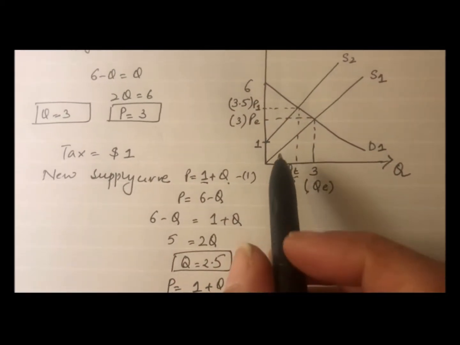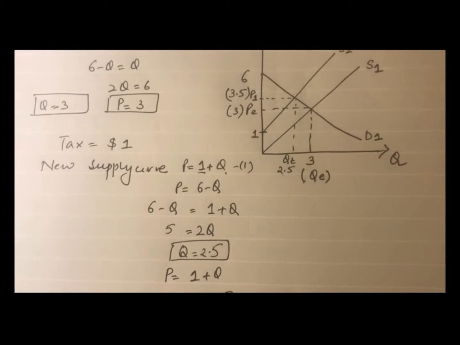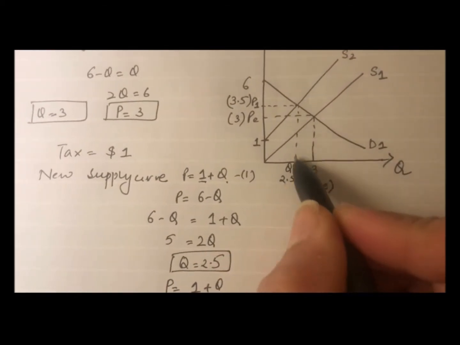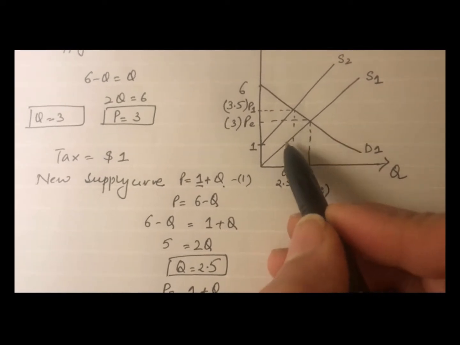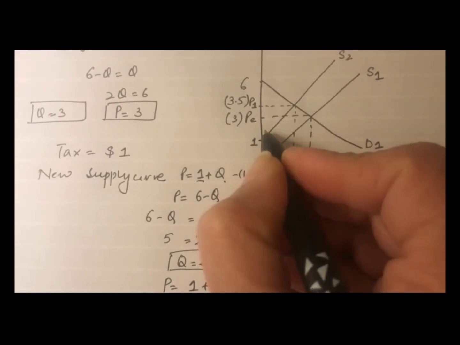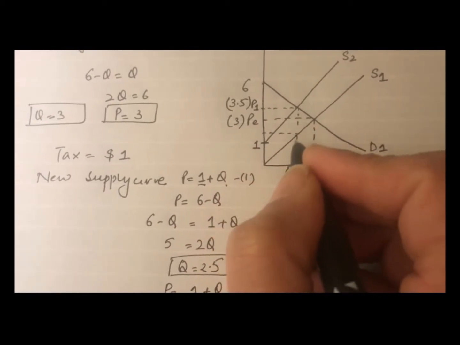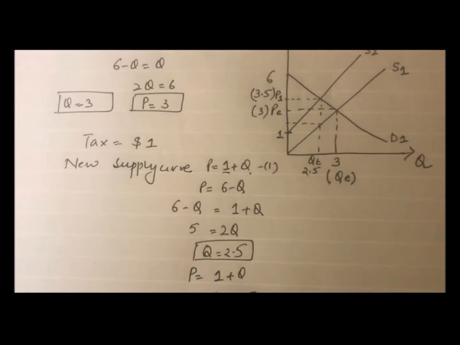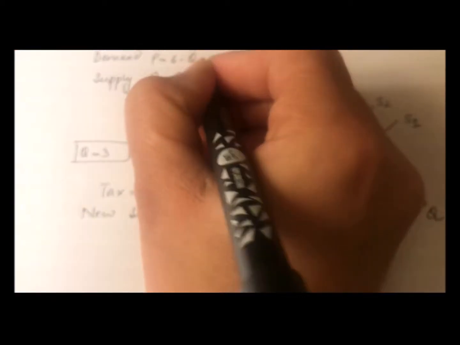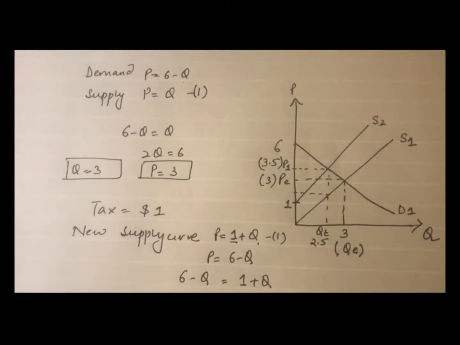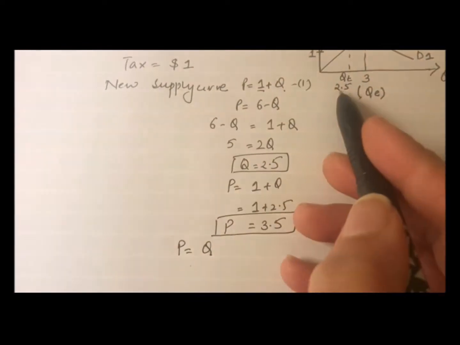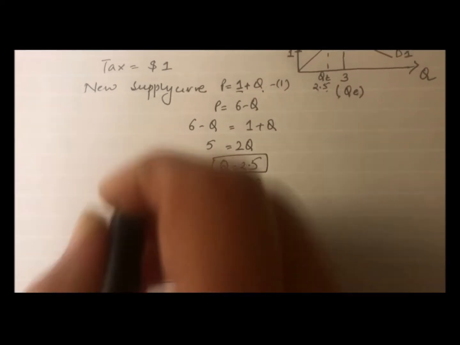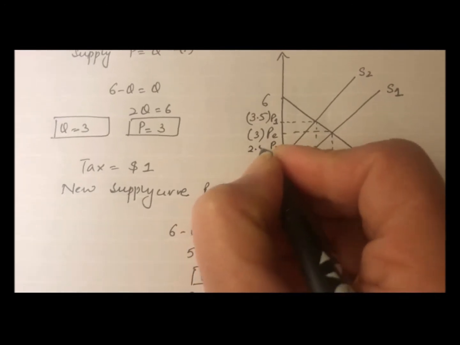Now we have to find the value of P2. P2 is the point where the new quantity is touching the old supply graph. So the new quantity is this QT, and this is touching the old supply graph here. So we have to find the value of this point. How do we find it? We have to substitute this value of quantity in the previous supply equation, P equals Q. Here we have QT equals 2.5, so our price comes out to be 2.5. So this P2 point is 2.5.